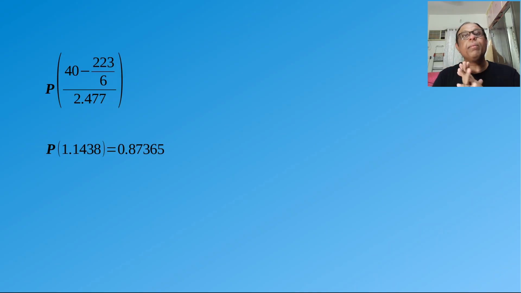Now the probability that you will complete it in 40 weeks is higher. It's 0.87365 because you take 40 minus 223 by 6 divided by the standard deviation. Okay. And this value, you look it up in the Z table for the probability. And what you find is it is 0.87365. So it means it's higher. You have an 87% probability that you will complete it in 40 weeks. Even if you took a higher amount, remember one thing, the probability would never be 1. It would tend to 1, but never be 1.